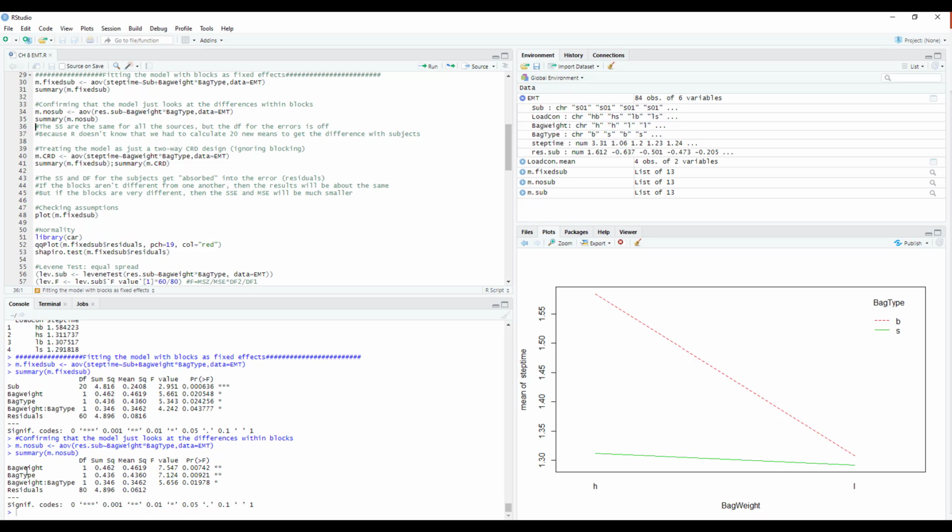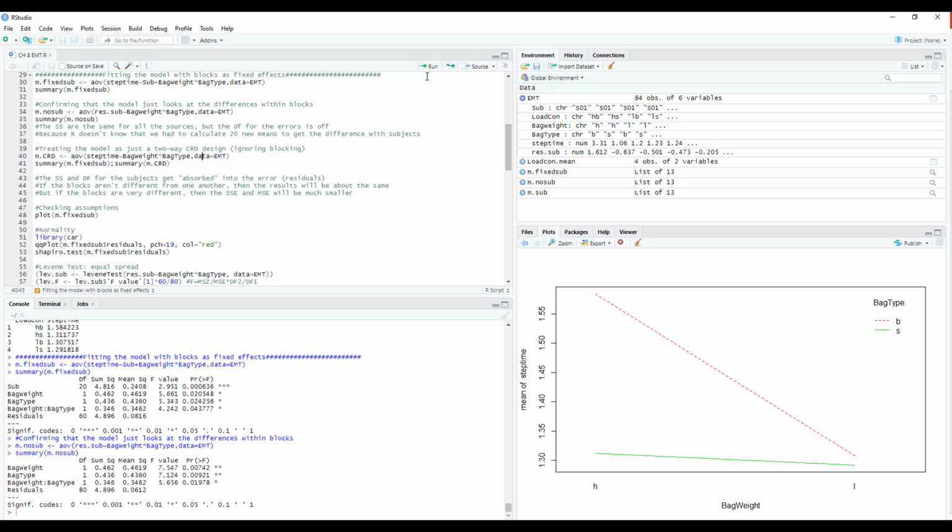The sums of squares for bag weight is the same as it was earlier, for bag type is the same as it was earlier, and bag weight by bag type interaction, 0.346, the same in both cases, and the error for the residuals is the same, 4.896. The only difference is that we didn't tell R that we calculated our residuals by subtracting out 20 different means. So that's why these degrees of freedom are larger than they really should be. If we change this degrees of freedom from 80 to 60, then everything else would be correct. We'd end up with the exact same ANOVA table.